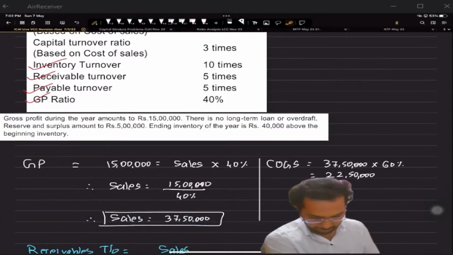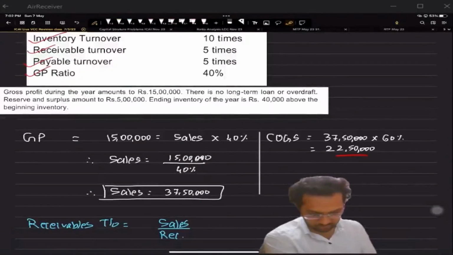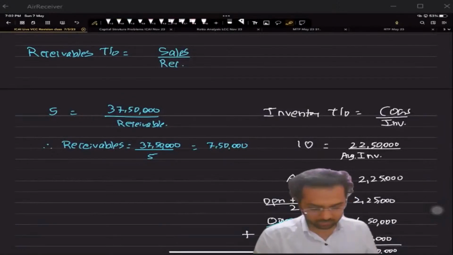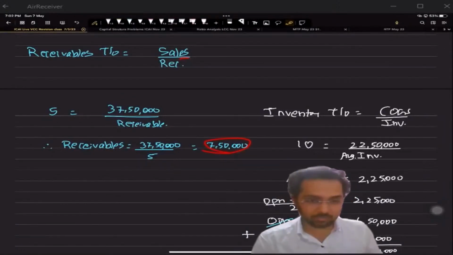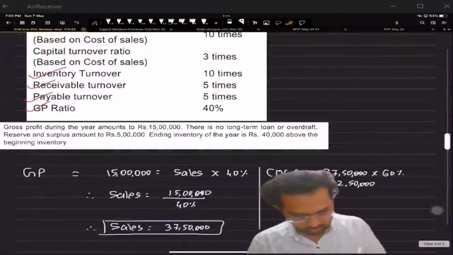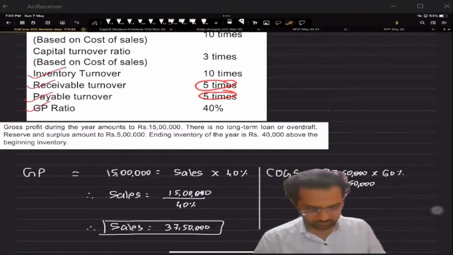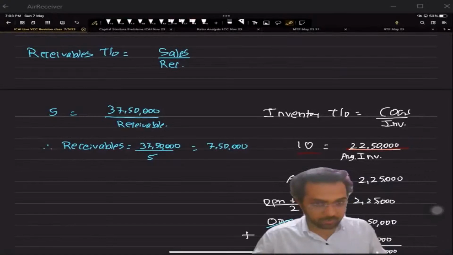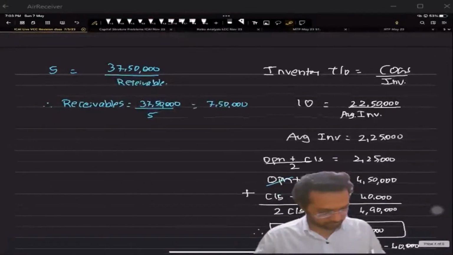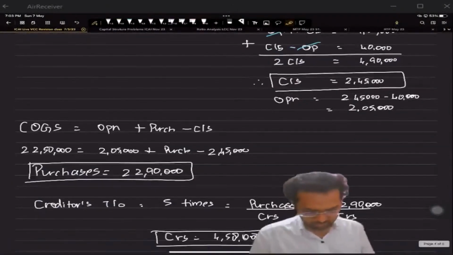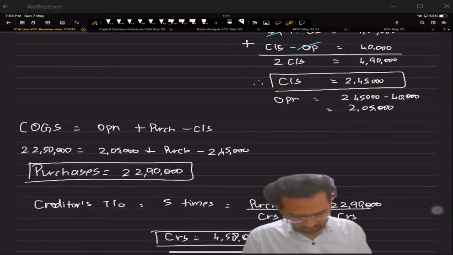GP, that is COGS as 22 lakh 50. This is correct. Receivables turnover, the basis of this 7 lakh 50. So that is 5, right? Receivables turnover is 5 times. Payable turnover is also 5 times, and that is 10 times. So 22 lakh 50 divided by 10, 2 lakh 25. Correct. COGS, we get the purchases figure.